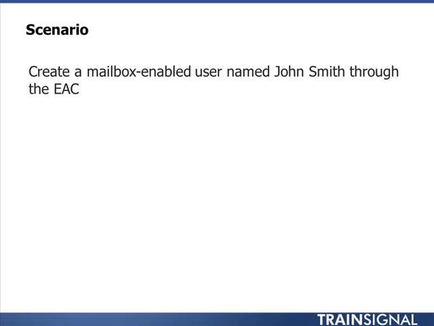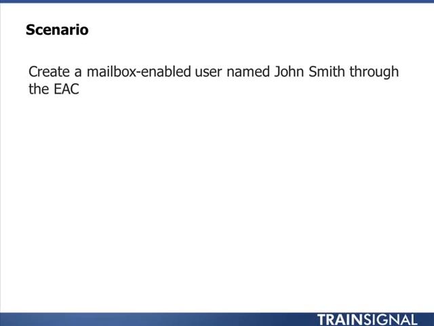So the first thing we're going to do is a new hire named John Smith has started with the company today. We're going to create a mailbox-enabled user, so we have to create his Active Directory account as well as his mailbox all at the same time. We're going to do that first. We're going to test and make sure that the administrator can send an email to John Smith and that John receives that email through Outlook Web App.